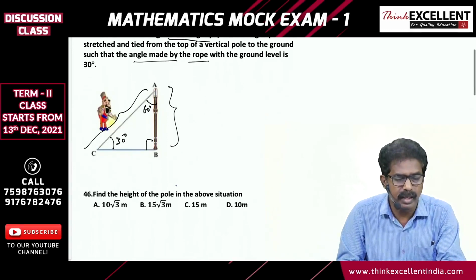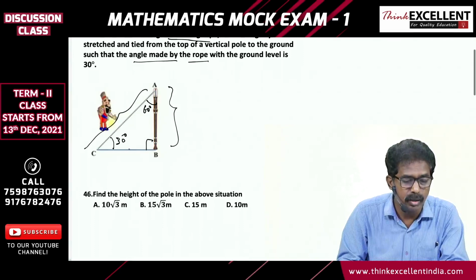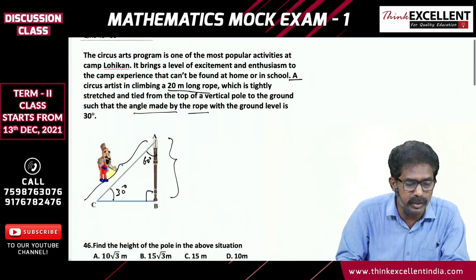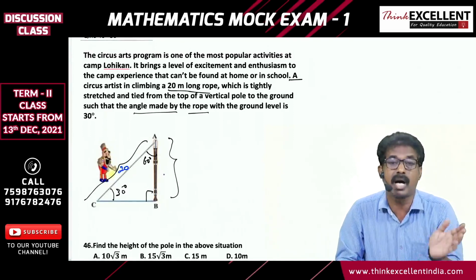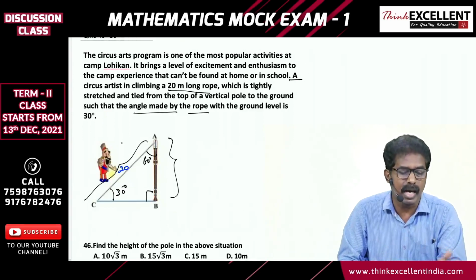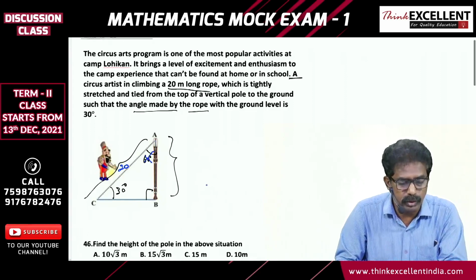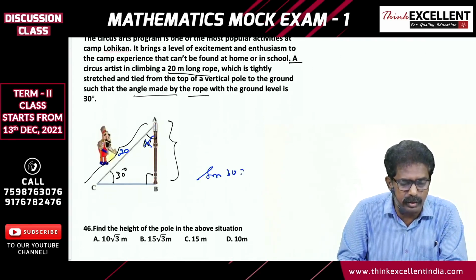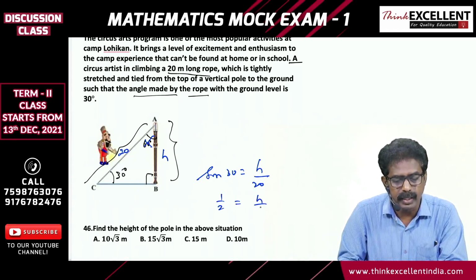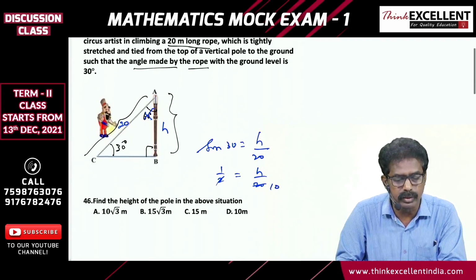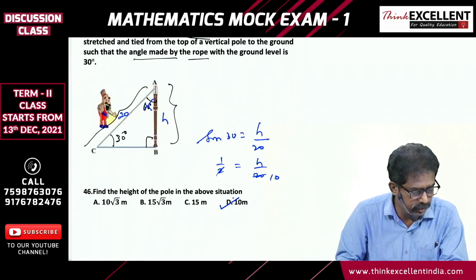First one, height of the pole they asked. The rope length they have given, right? 20-meter rope. So the rope is this AC, it is 20. Height they ask, height is the opposite side. So opposite and hypotenuse, you take sine. Sine 30 is equal to height of the pole H divided by 20, opposite by hypotenuse. Sine 30 is 1 by 2, equals H by 20. Cross multiply, H equals 10, right? So 10 meters is the correct answer.